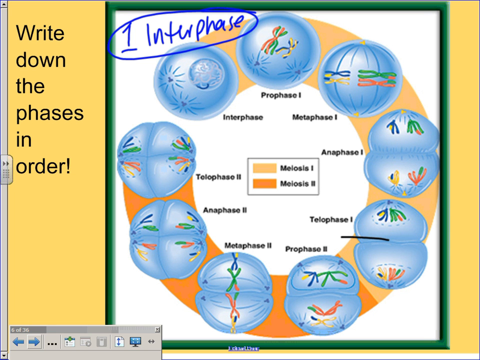You go through prophase, metaphase, anaphase, telophase, stop, and then those 2 cells that are made, 1 and 2, they go through prophase, metaphase, anaphase, telophase again. When that happens, it ends up making 4 cells. So here's what I want you to sketch out.